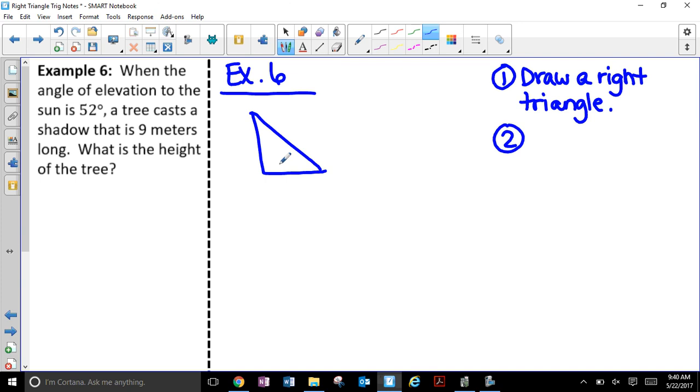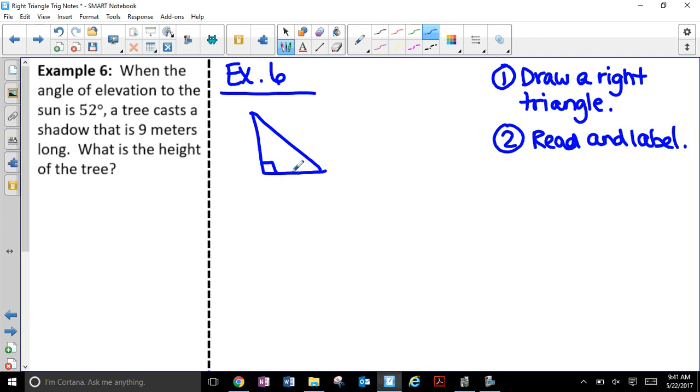Okay, then we're going to read the example and label our picture appropriately. So when the angle of elevation to the sun is 52 degrees, a tree casts a shadow that is 9 meters long. What's the height of the tree? So which of these side lengths is going to represent the tree? Which makes sense?